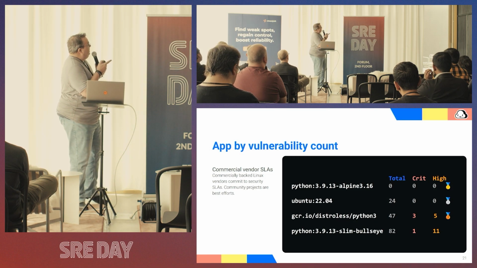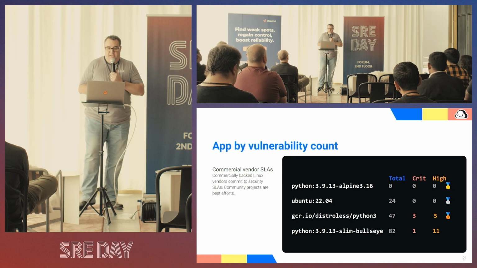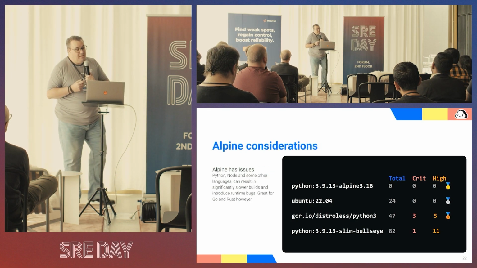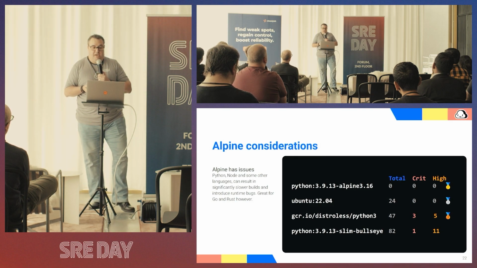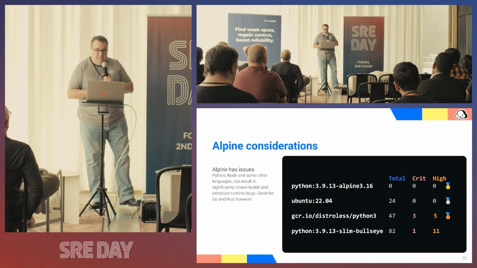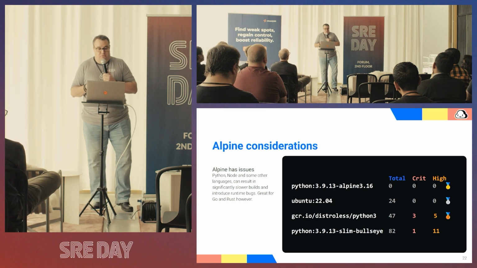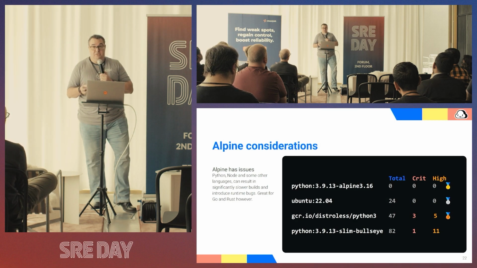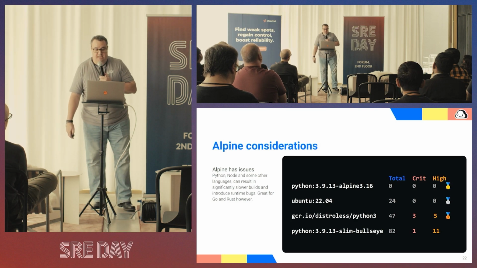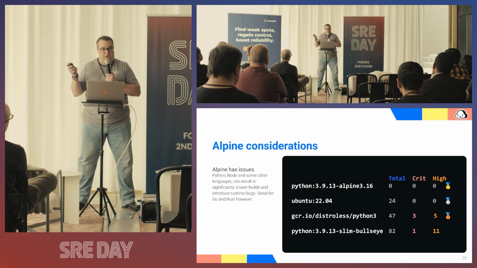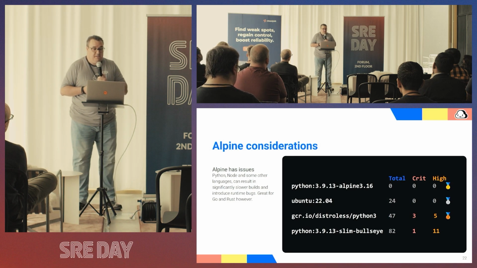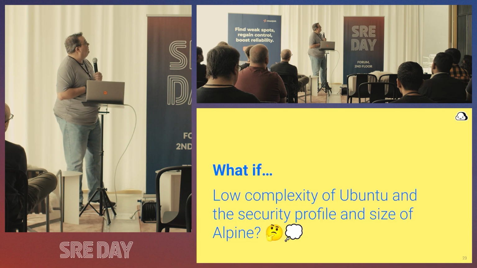So, based on this, Alpine is our clear winner, right? Sadly not. So, Python and Node and some other languages can result in significantly slower build times and introduce runtime bugs and unexpected behavior. This could be a talk in its own right, but in simple terms, this is due to the differences in musl used in Alpine as opposed to glibc used in most other distributions. Personally, I don't recommend using Alpine for Python apps. I know there are people that advocate for the same from the Node community, but it can be great for Go and Rust. But what if?